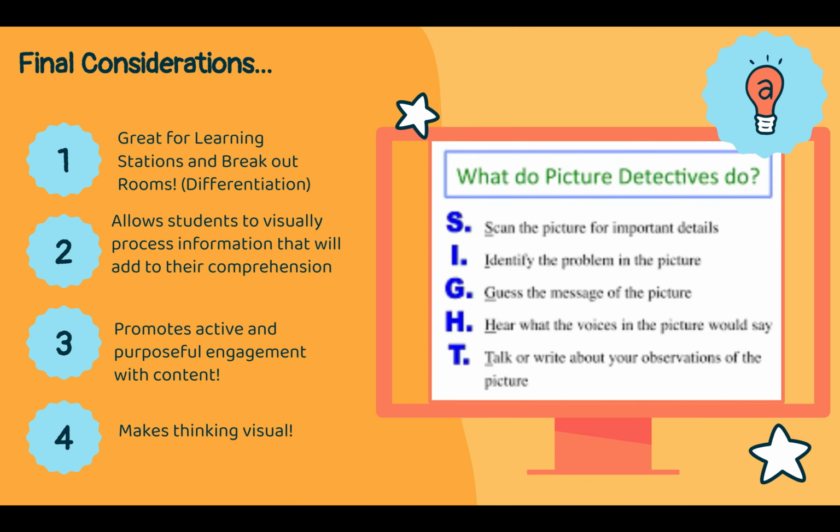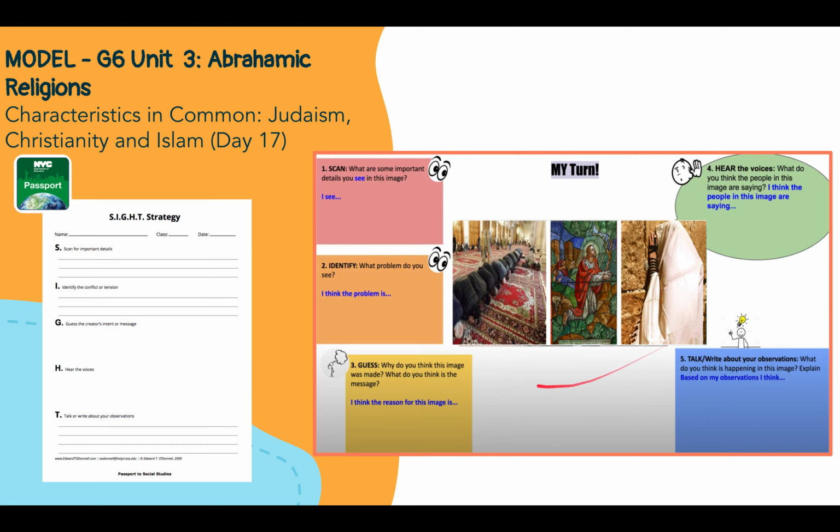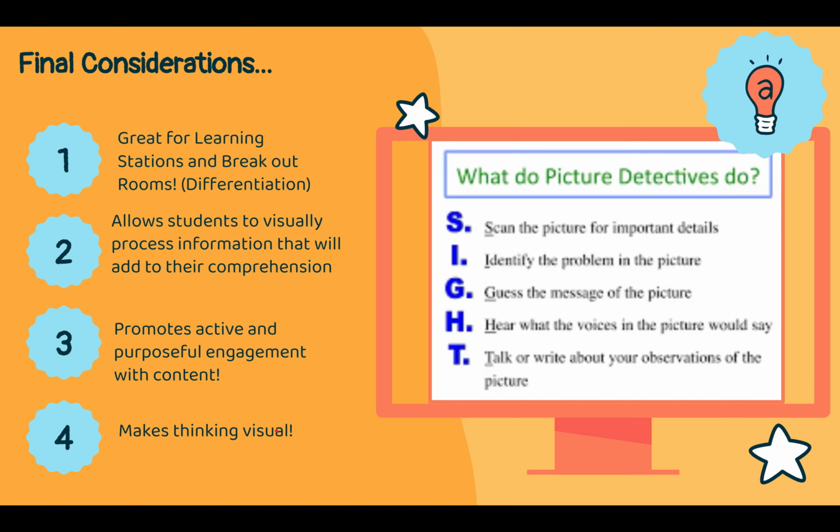It allows students to visually process information that will add to their comprehension. So not only are they observing an image, the questions that they need to answer help them build up their understanding of that image and taps into prior knowledge that would then help add to their understanding of the topic. This strategy promotes active and purposeful engagement with the content, and it also makes thinking visual.